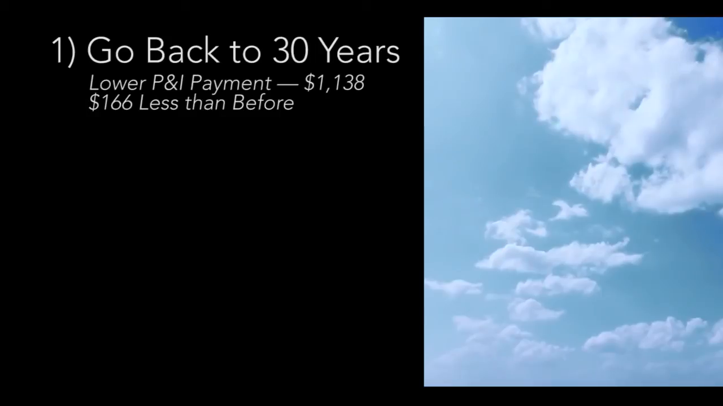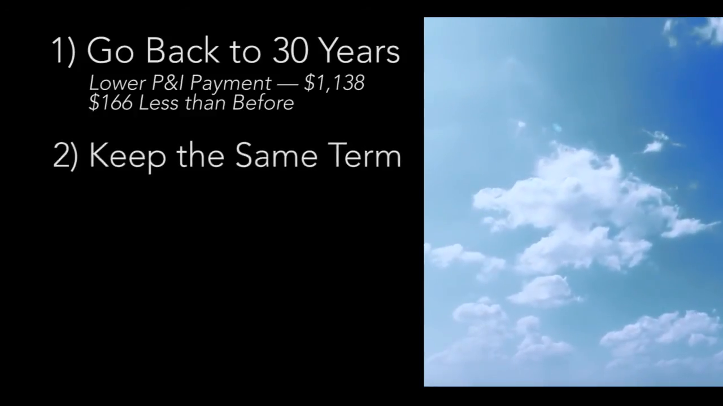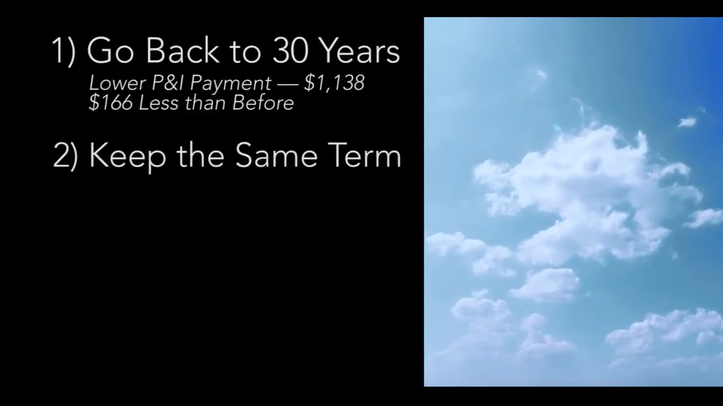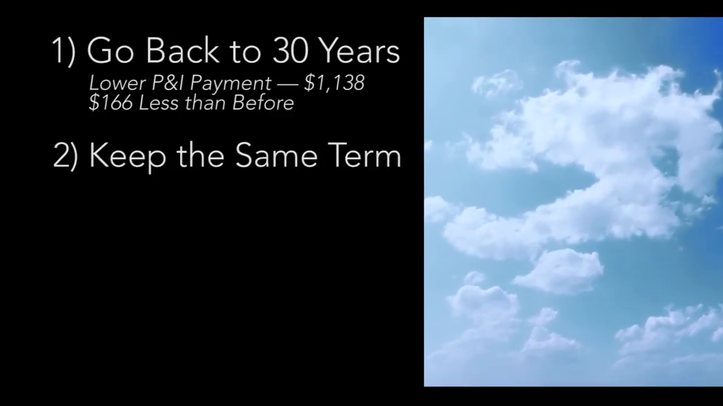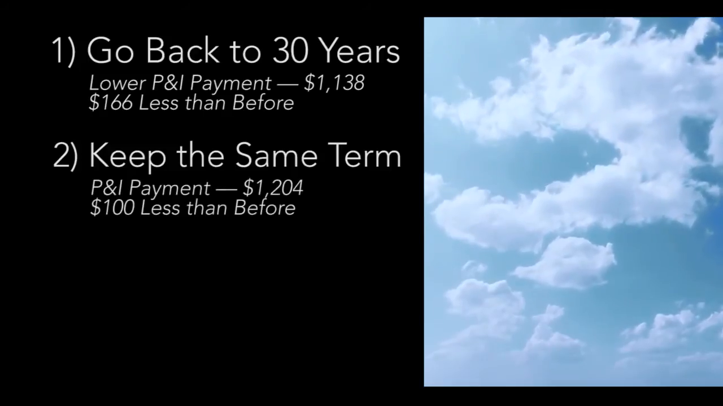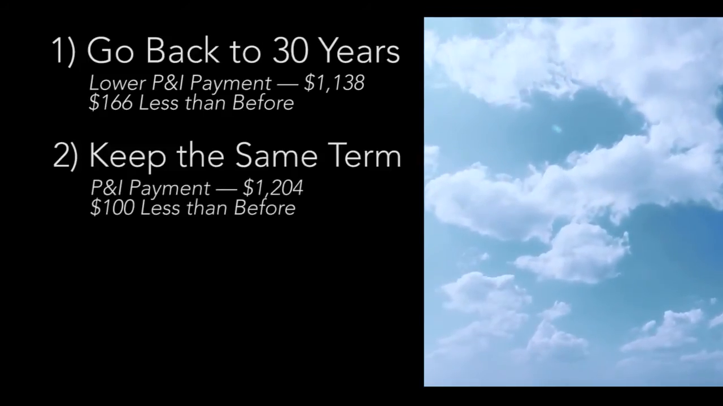You have 3 options that are going to come into play. And I'm going to set aside taxes and insurance because they're neutral, like Switzerland. 1, you could go back to 30 years. And if you do, you'll enjoy a new lower P&I payment of $1,138. That's $166 a month less than before. Or 2, you could keep the exact same term as you have now. That's 27 years left. And I can tell you that the P&I payment you'd have to make in order to do that would be $1,204. That's still $100 less than you're paying now.